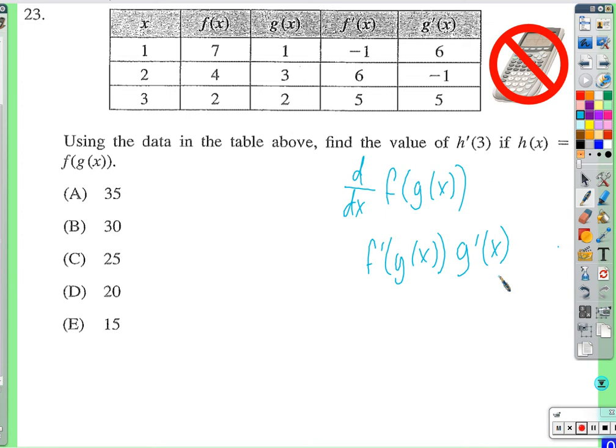So they want to find h prime of 3, so I just put 3 in there and wail away at it. So g of 3 is 2. Okay, so this is 2. So f prime of 2 is 6. So that part is 6 times g prime of 3, which is 5, so 6 times 5 is 30.